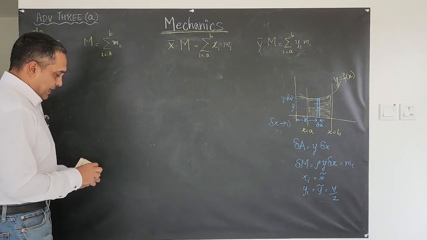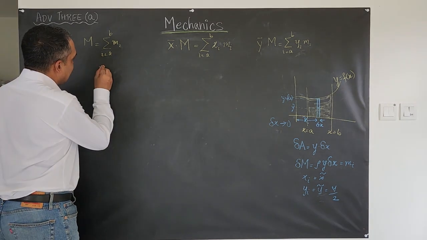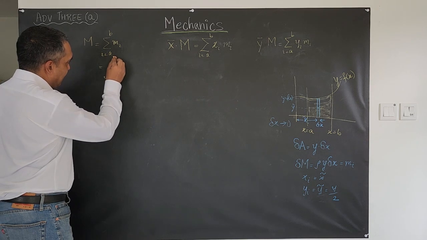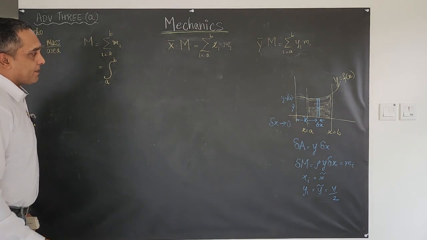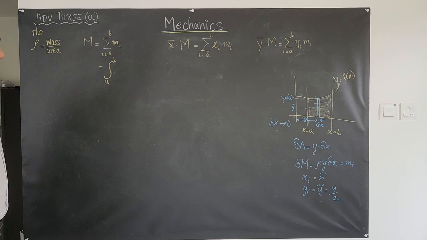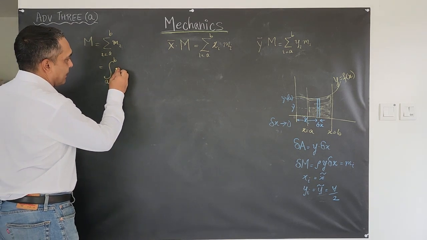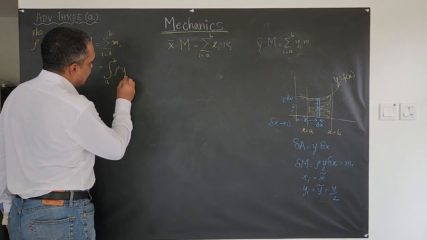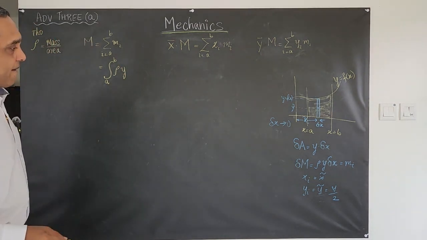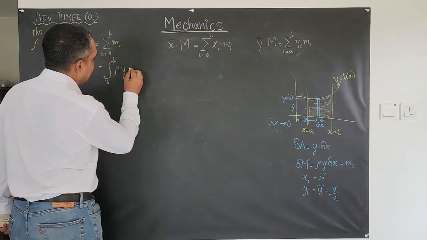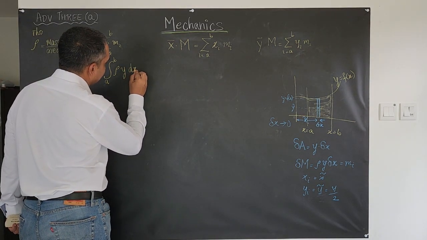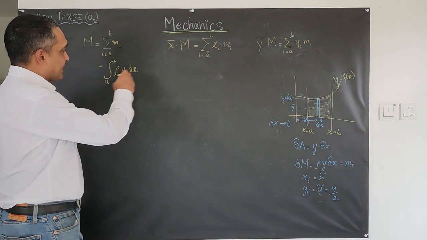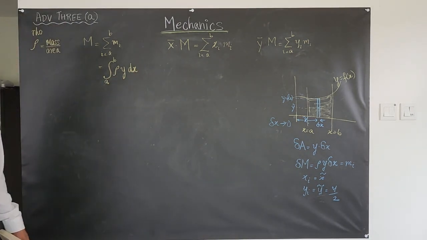So if I have this idea now, and then I bring it to integration, you can see what happens with this. This can be written as the integral from a to b. How do I write my mass? Unit mass times y times dx. And we know y is equal to f of x, so you can actually write this very comfortably.